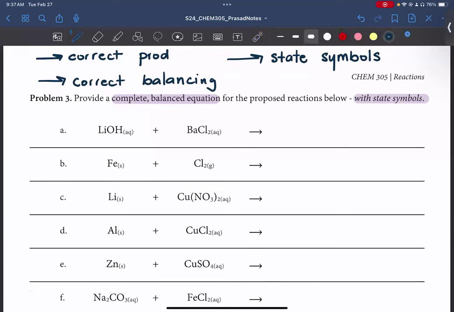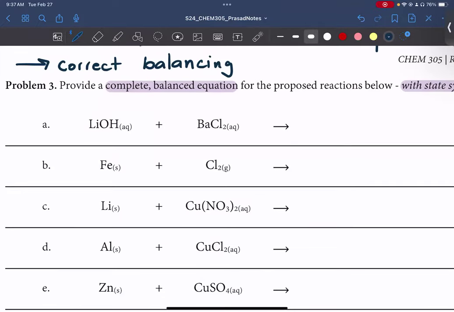Looking at the first problem, problem 3A, you should have a better handle on your polyatomic ions. So you should be able to quickly identify this as A, B plus C, D. Meaning you should be able to recognize that ion A is lithium, ion B is the hydroxide or OH, C is barium, and of course the ion D is chlorine.